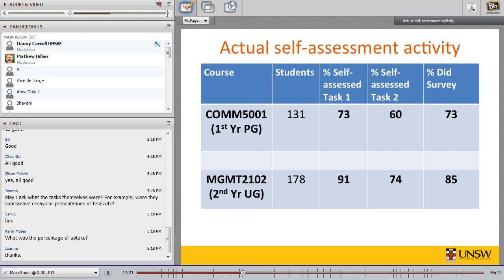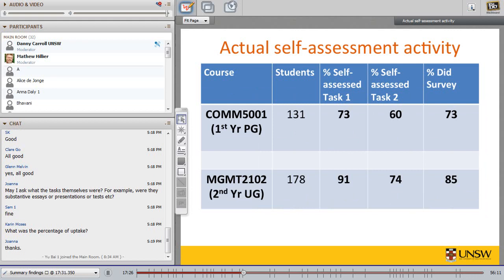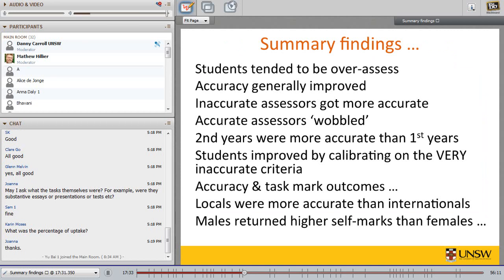So the self-assessment percentage uptake was reasonably high, especially in the management group. Although it was optional, we did it, and a lot of people also gave us quantitative feedback at the end. So we had quite good sample sizes. About 90 and 120 students did self-assessment in both tasks.